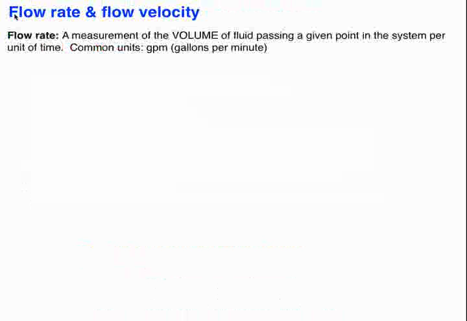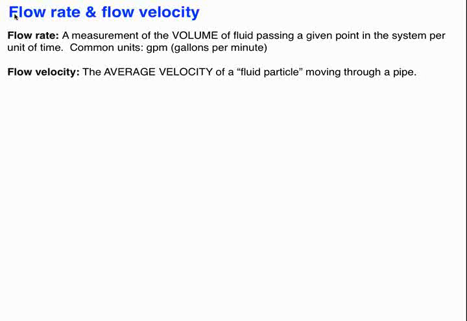We'll start with flow rate. It's a measurement of the volume of fluid passing a given point in the system per unit of time. That's kind of the classic physics definition. So imagine we could identify a point in a hydronic circuit, and we're going to measure how many gallons of fluid pass by that point per minute. There's other units we could use, but commonly in North America, gallons per minute is the standard for that.